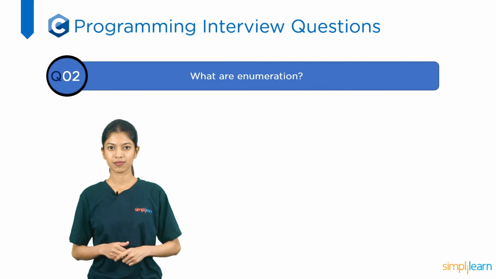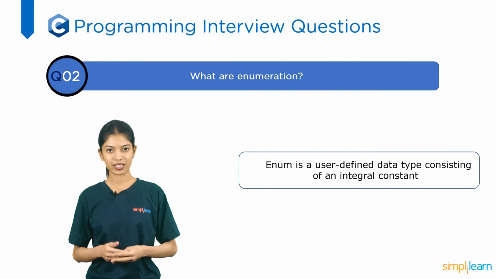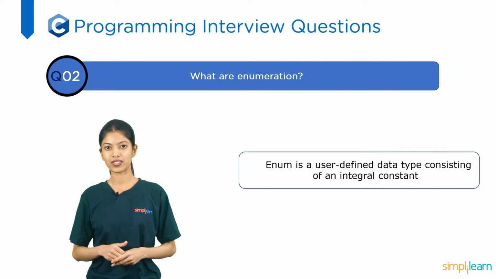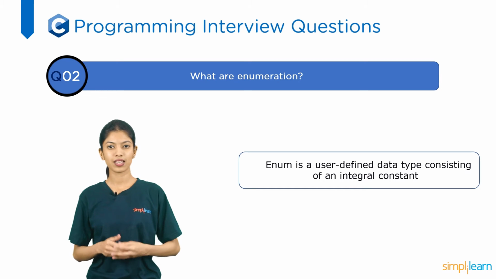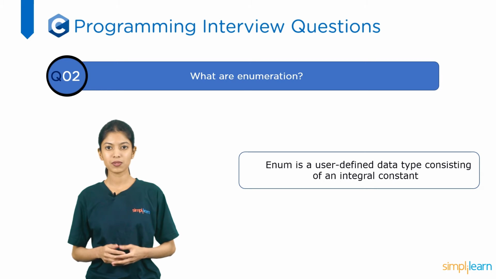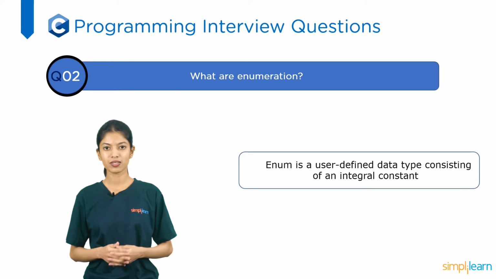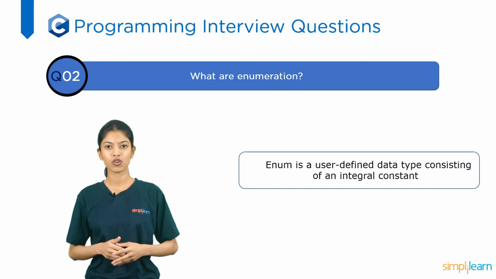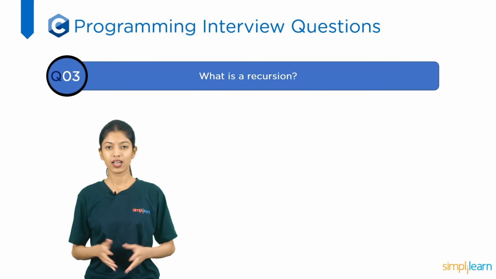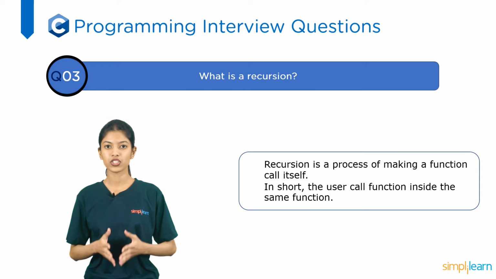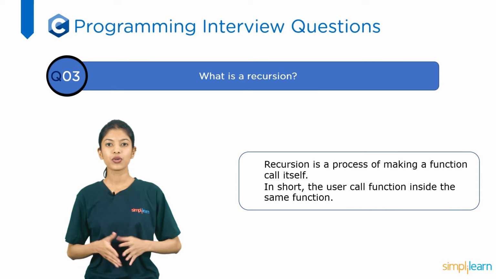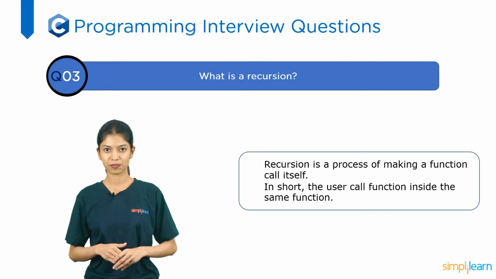The next question is, what are enumerations? Enum is a user-defined data type consisting of integral constants. In short, enum is a keyword that allows a user-defined data type consisting of a set of integral constants. The syntax of enumeration is enum, enum name and list of constants, separated with the help of comma operator. And the next question is, what is recursion? Recursion is a process of making a function call itself. In short, the user calls a function inside the same function.